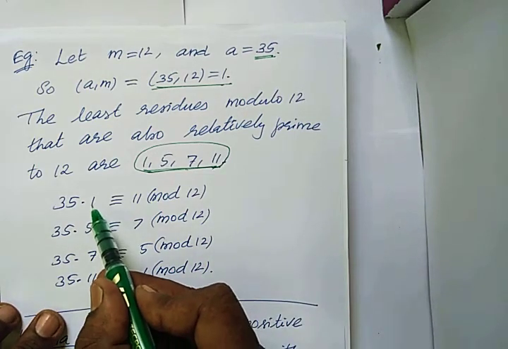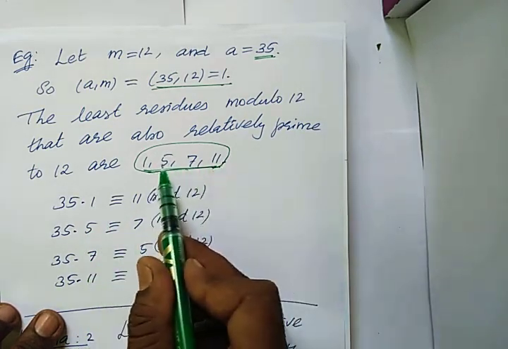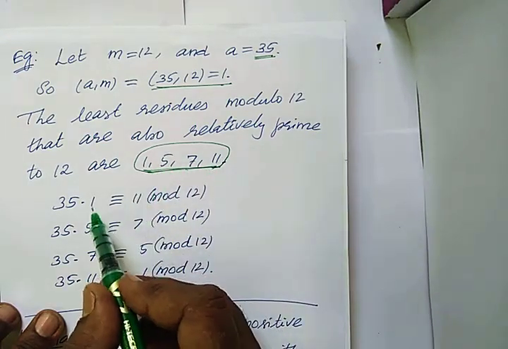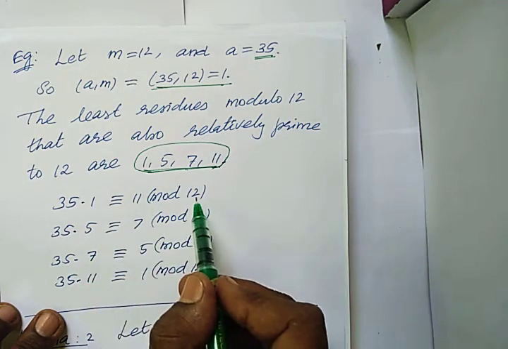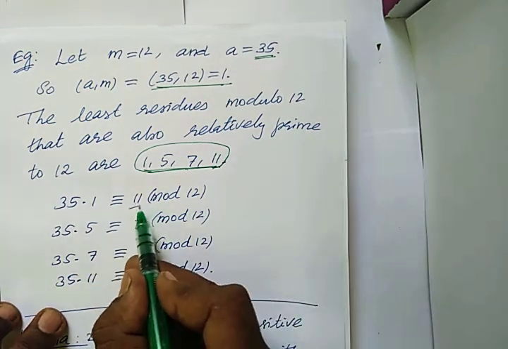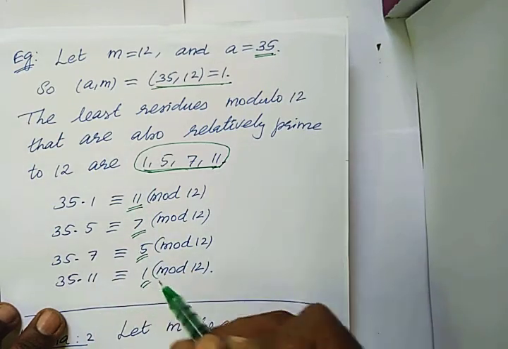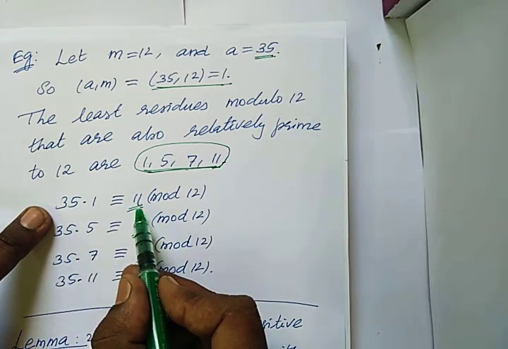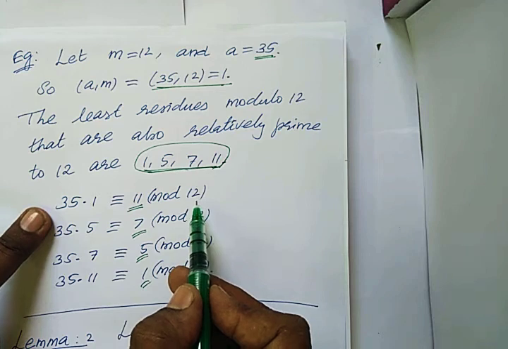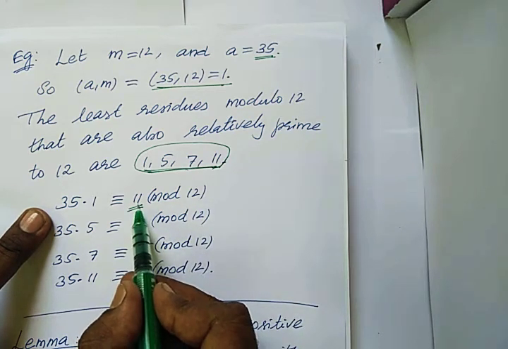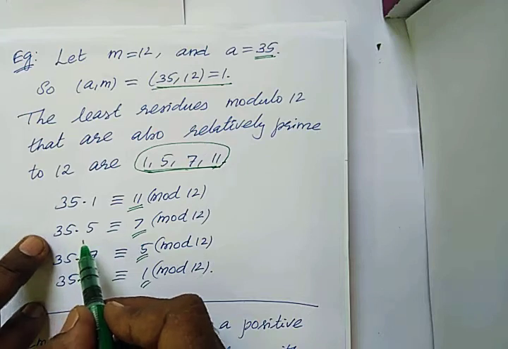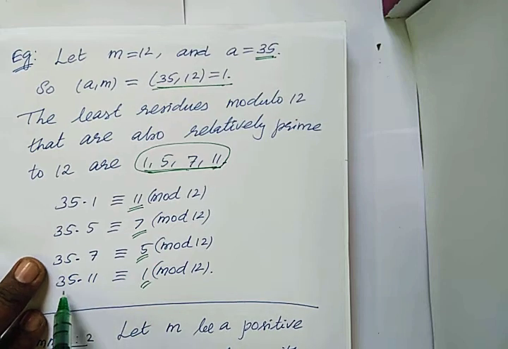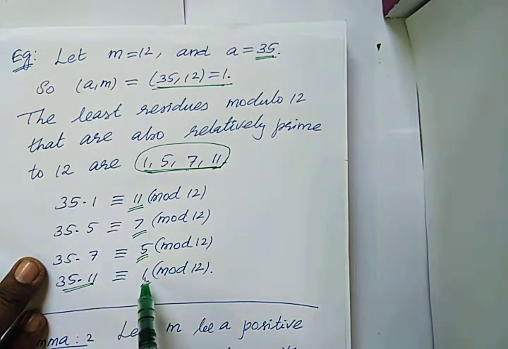I am multiplying 35 with these least residues also relatively prime to 12, and I am taking modulus 12. I am getting some remainders. When I take this modulo 12, I get the remainder 11 because 2 12s are 24, so I get the remainder 11. Similarly, here I get the remainder 7. Here I get the remainder 5. When I divide this one by 12, I get the remainder 1.